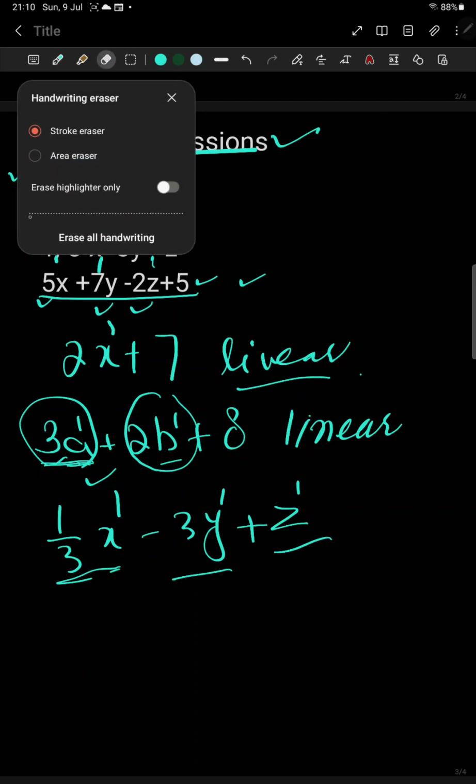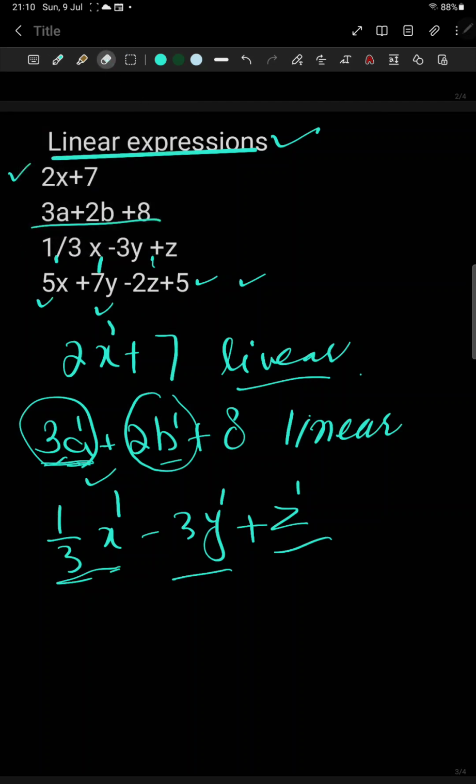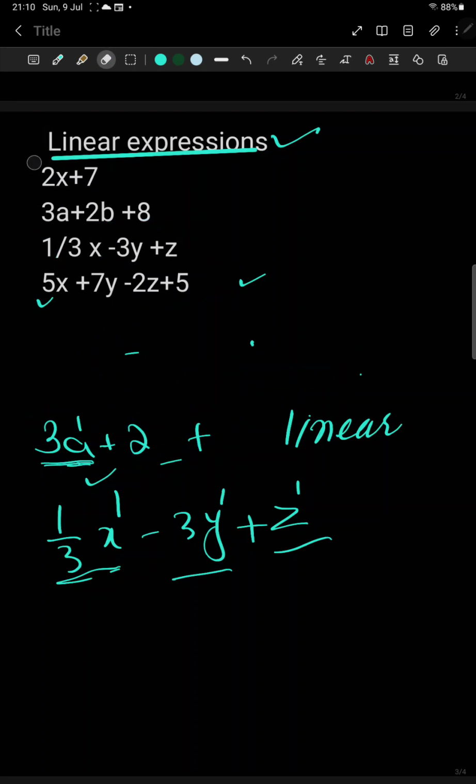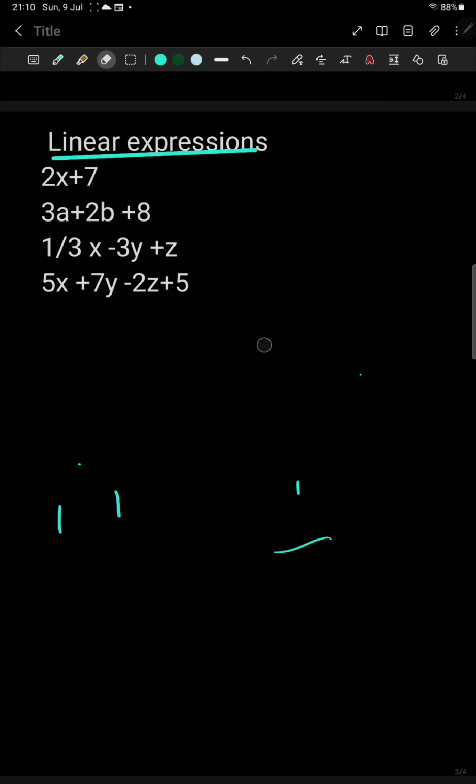So in this one we can see that in all of these equations which I have written over here, the index of each term is 1. The index of this term and this term is 1. The index of this term is 1. The index of this term, 7, is 0. The index of 8 is 0. The index of this term is 1. This term is 1. We always see the power of the variable. The power of the variable is 1.